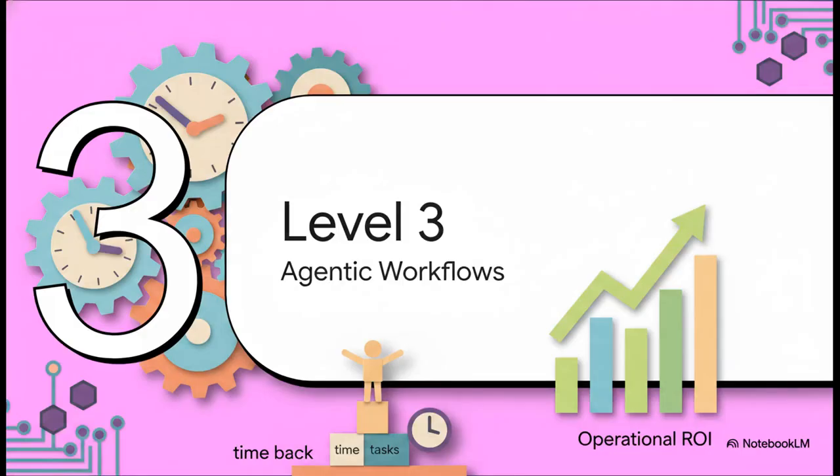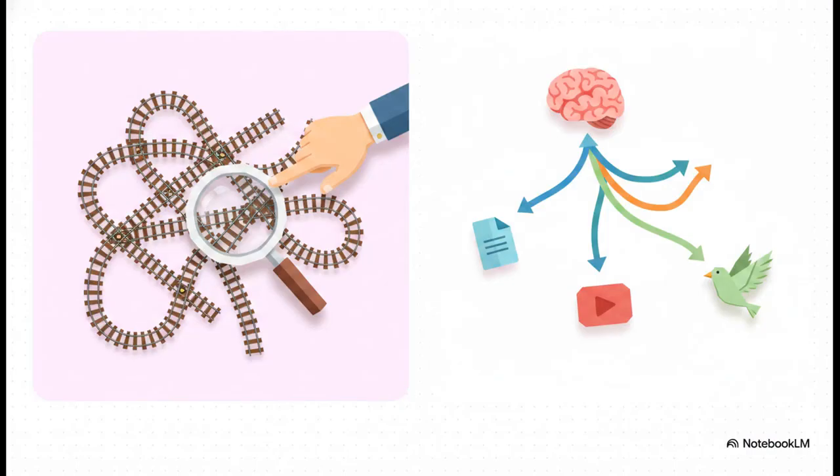Section 3. Level 3 Agentic Workflows. This brings us to a major shift in operational ROI. And it's where you finally start getting serious time back. This is the turning point right here. At level 2, you are the architect, micromanaging the exact steps. But at level 3, the model actually decides the execution path based on your ultimate goal.